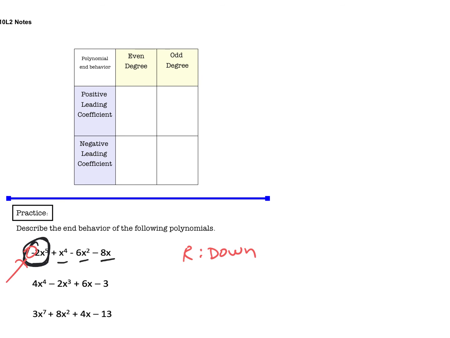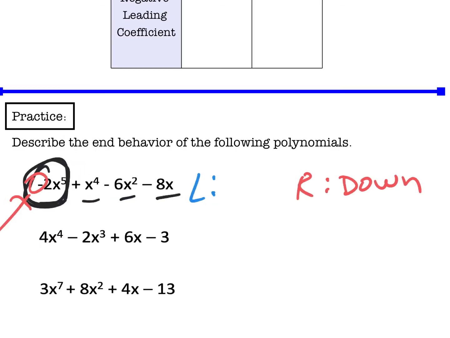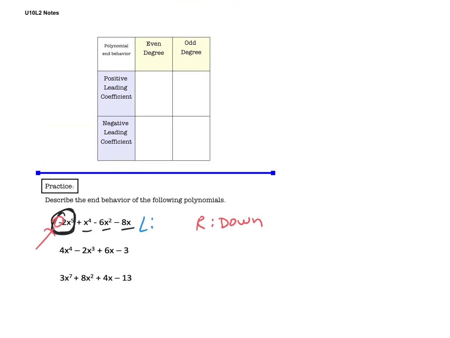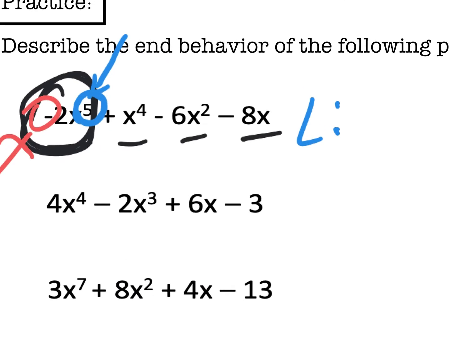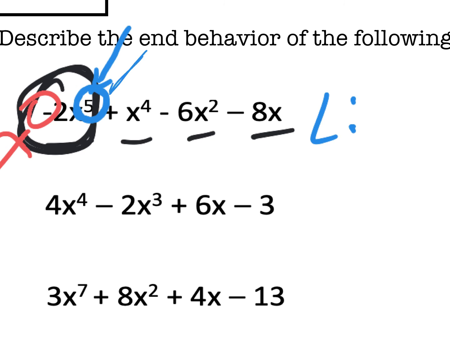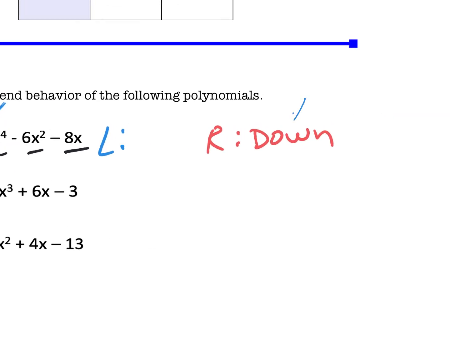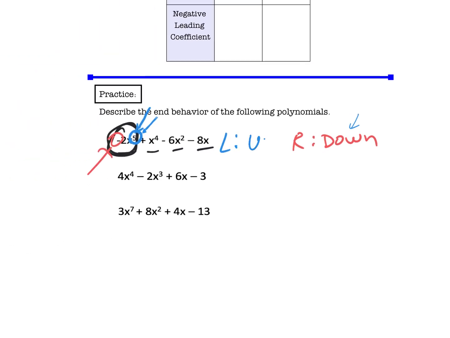Left side, here's how you decide the left side. The left side is based on the leading term's degree. If that number right there, that little tiny number, that 5, is odd, then it'll be different. So this was down, this one's up. See, they're different than each other.